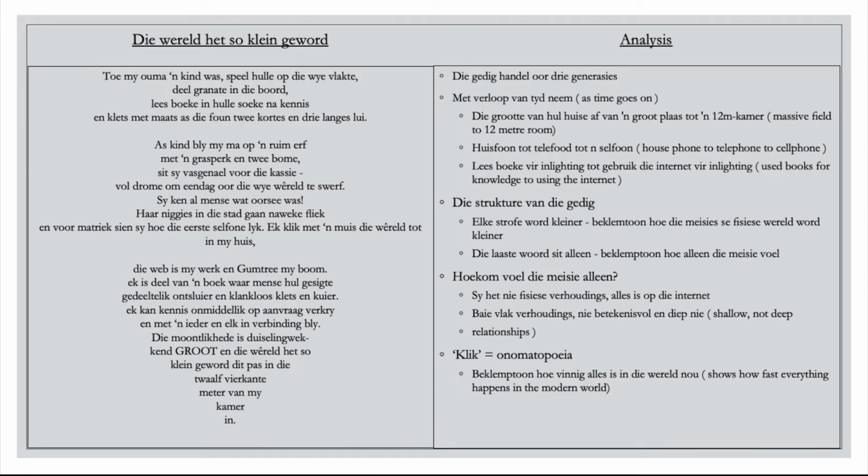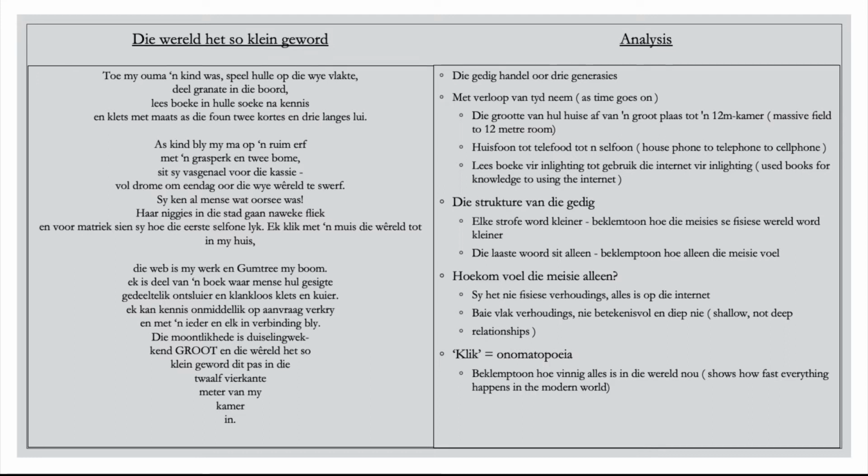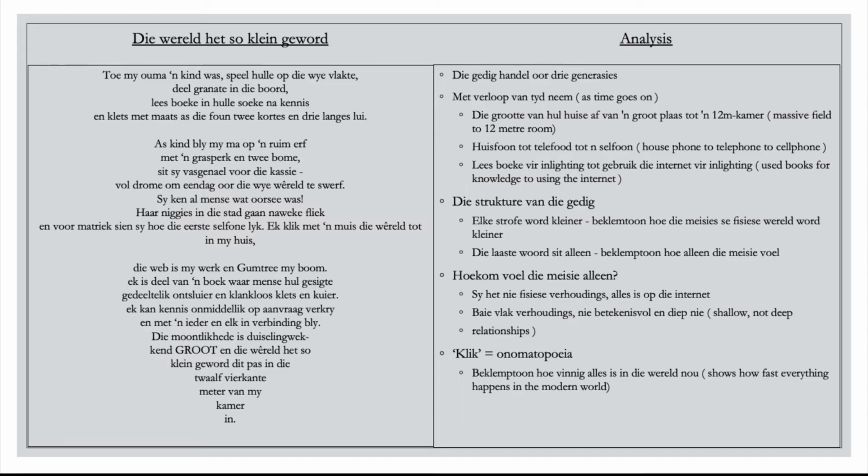So we can see that the Oma used a phone, and what they mean by that, it says they twee kortes en drie langes lei, which means that it had a cord, it had a dial, it was one of those house phones that is attached to the wall, and we don't have them anymore. Then in the mom's generation, the telephone was invented, the one that you could hold with your hand. And then now the teenager, which is the daughter, has a cell phone. And by a cell phone, they basically mean a smartphone, like an iPhone.